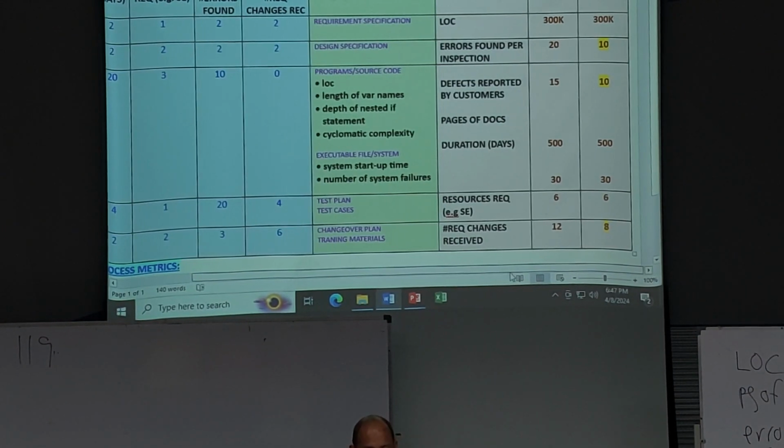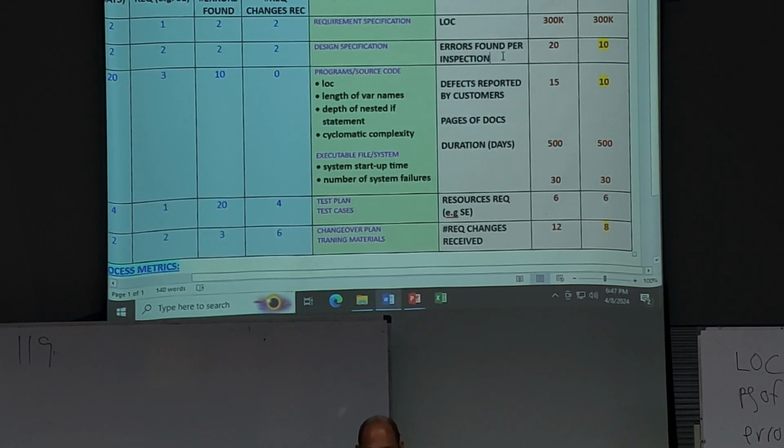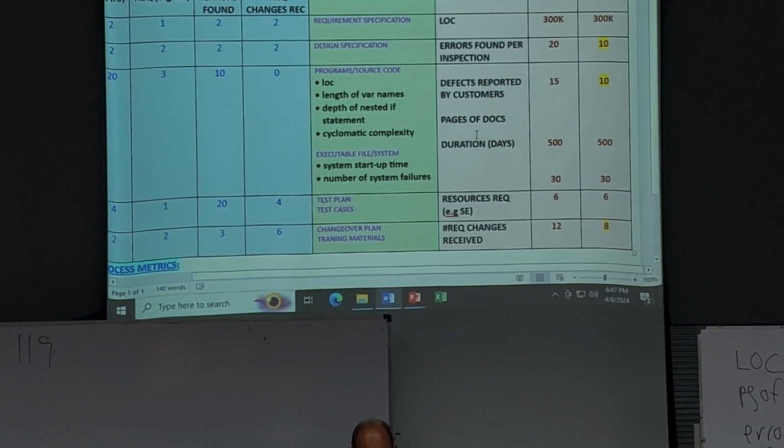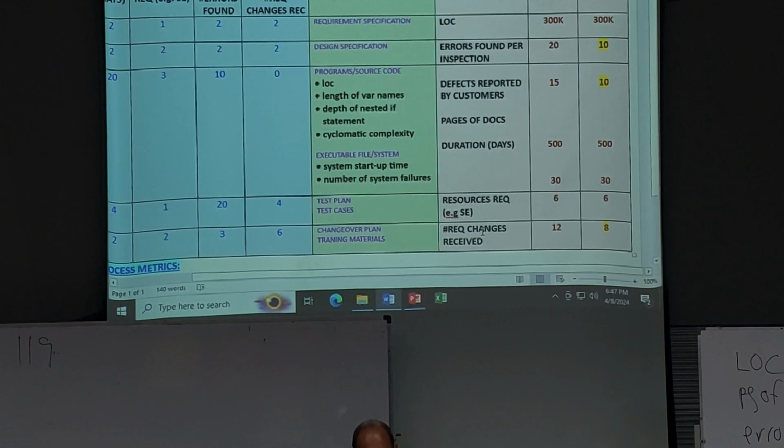That's for process. So for project, we can measure lines of code, errors found per inspection, defects reported by customer, pages of documentation. Also duration, whether it's days, weeks, or months. Resources required, and number of change requests received.